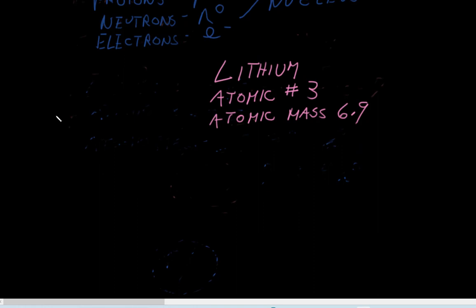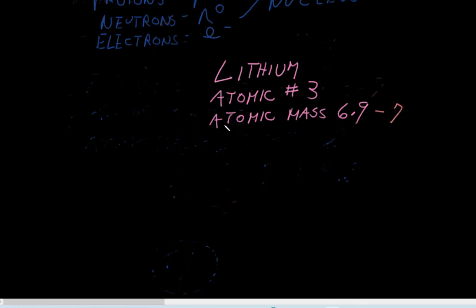We're going to look at a couple of fairly simple elements and do a little bit of structure here. So let's look at lithium. It has an atomic number of 3 and an atomic mass of 6.9. When you're looking at atomic mass, especially when you're doing structures, you're either going to round up or round down to the nearest whole number. So 6.9 is going to go to 7.